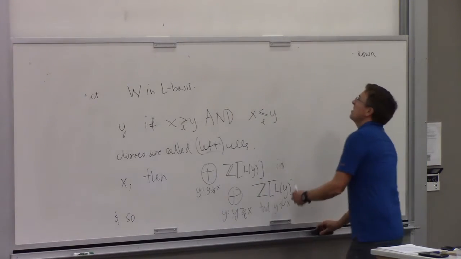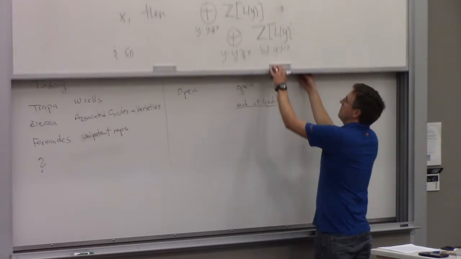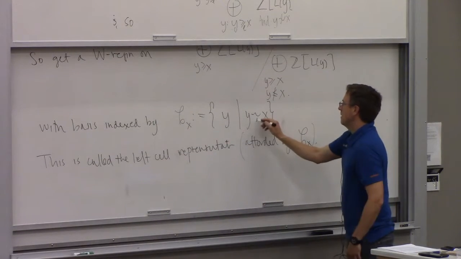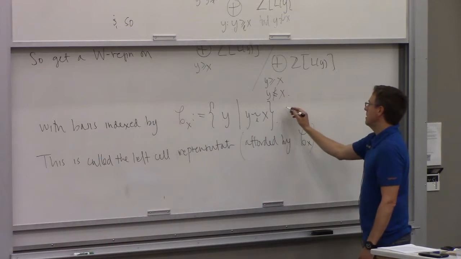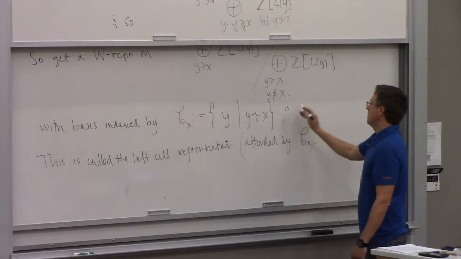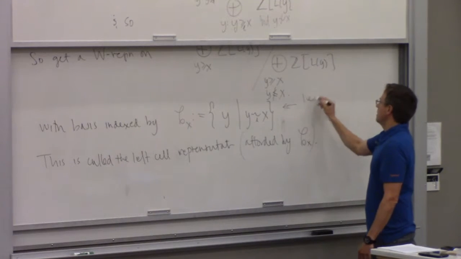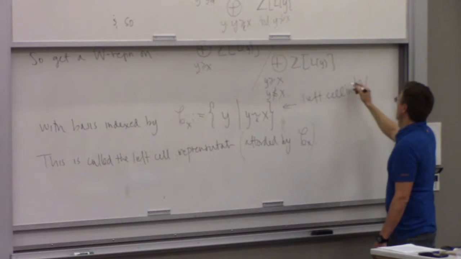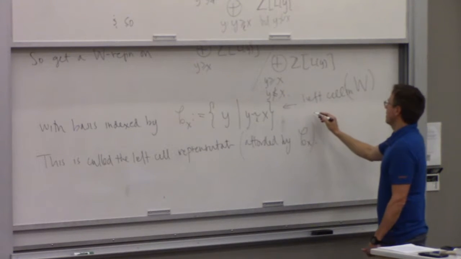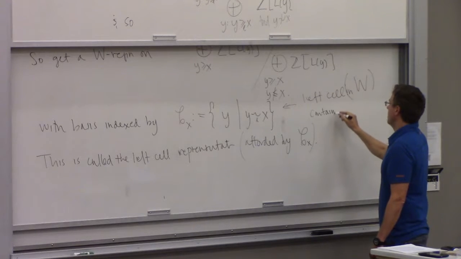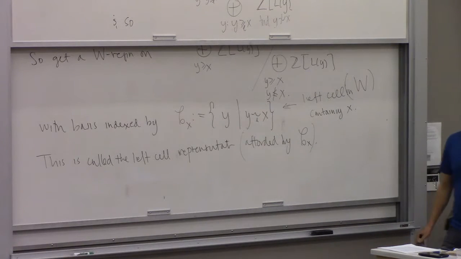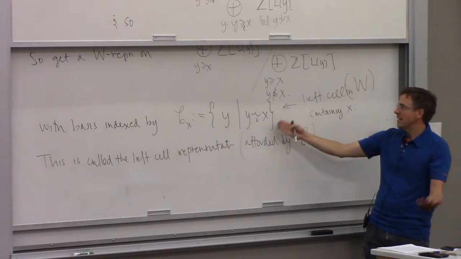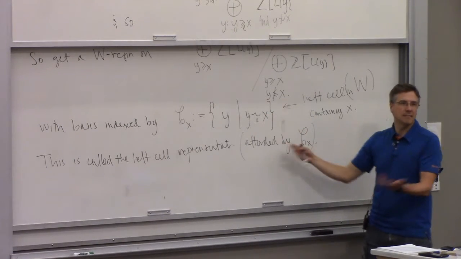Yeah, so that's just meant to. This is the left. Well, so this is the left cell. This is the left cell in W containing X. So I look at everything that is left equivalent to X. So that is to say, it's the cell that contains X.